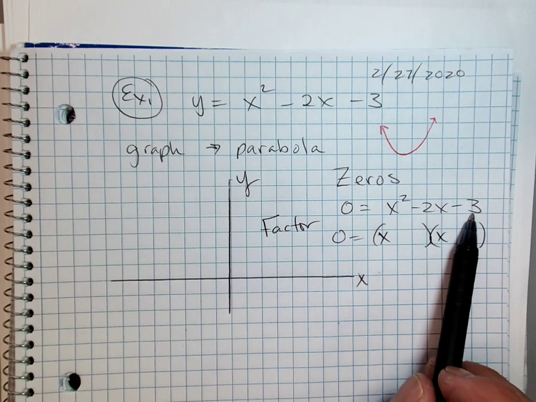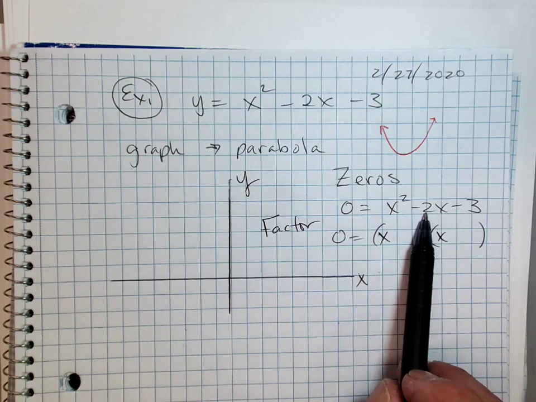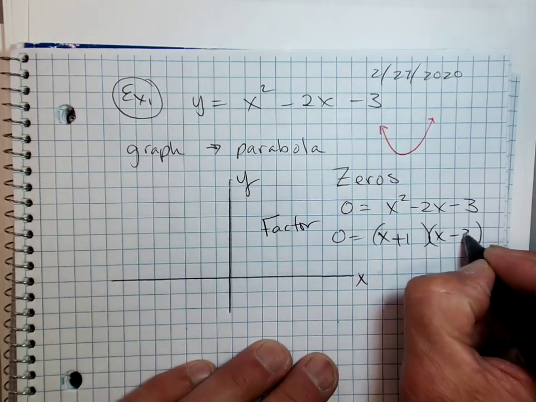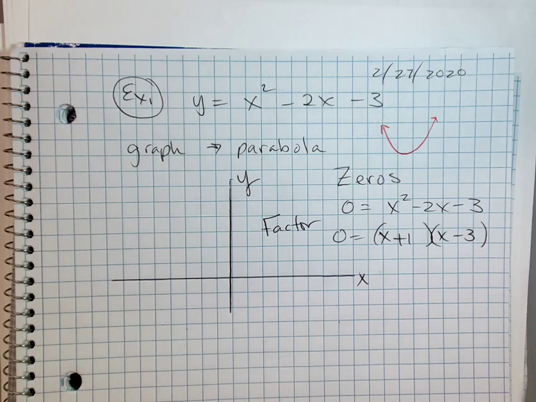I want multiples of -3 that make a -2. Plus 1, minus 3. Nice job, Damien. Everybody agree? Okay. Now, we haven't got the answer yet. We haven't factored, but since it has an equal sign, we have to solve, right? And then would it be where it crosses the x-axis? You're way ahead of me, yes.